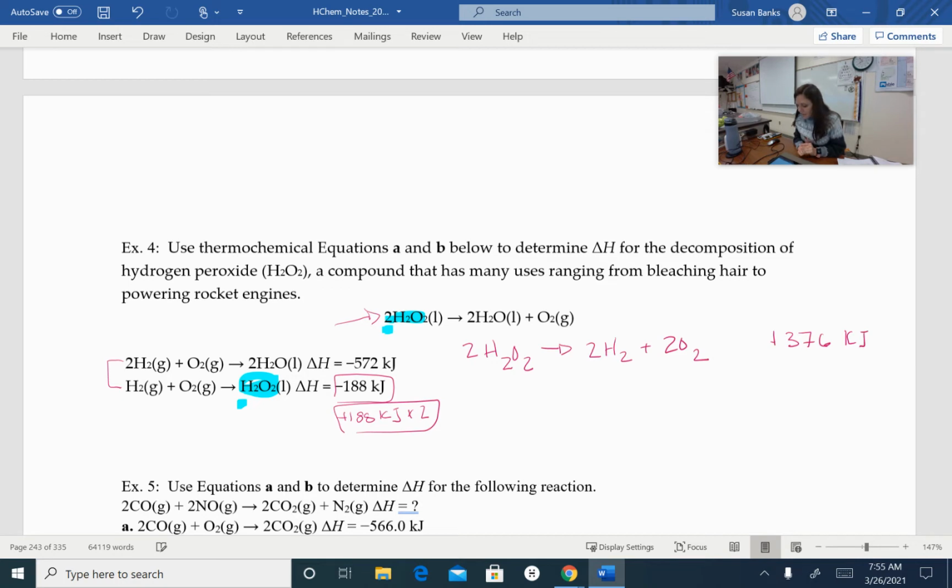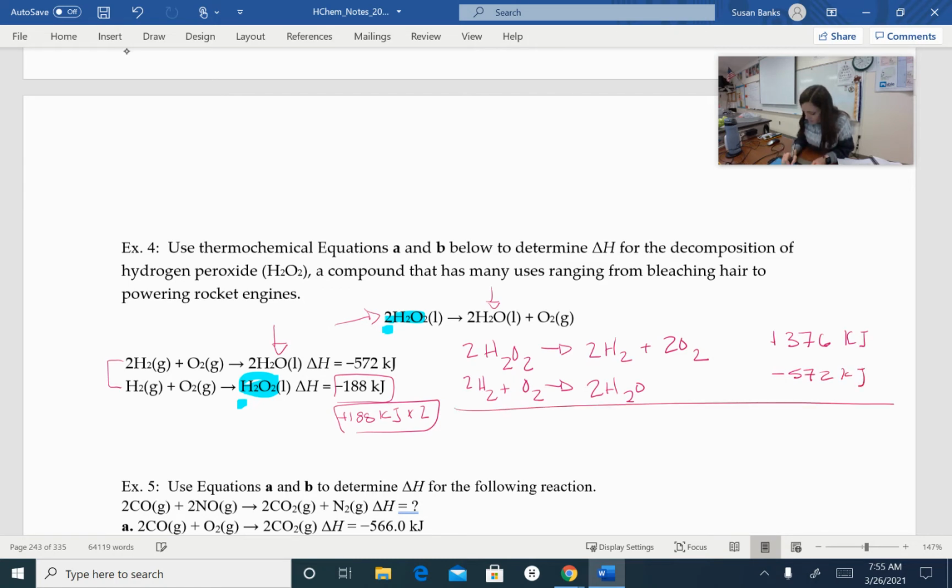Now, the next thing I'm going to look at is water. I need to look at where I have water here. I have 2 waters right here, and they're both on the product side, so I don't have to do anything to this equation. I'm just going to write it the way it is. I've got 2 hydrogens and an oxygen giving me 2 waters, and that was a negative 572 kilojoules.